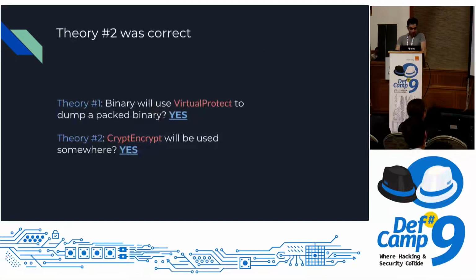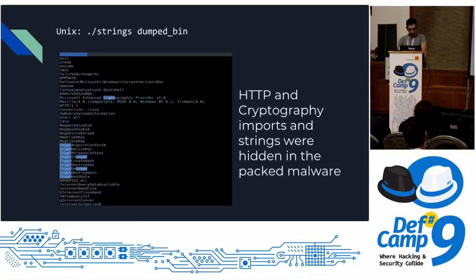All right, so we just proved the two theories correct, and after we took this executable read-write section of memory, we were able to go ahead and see the entire real binary, the unpacked binary, which is named dumped.bin. This executable read-write section of memory is actually a small PE file. It's a small executable. And we unpacked it, and we did see cryptographic imports right here in strings.